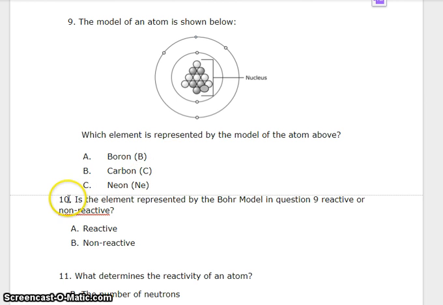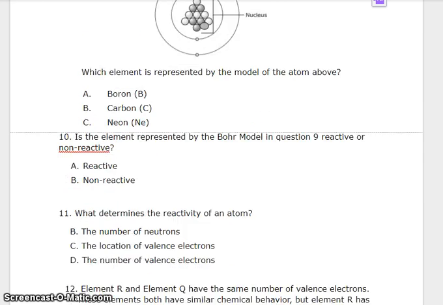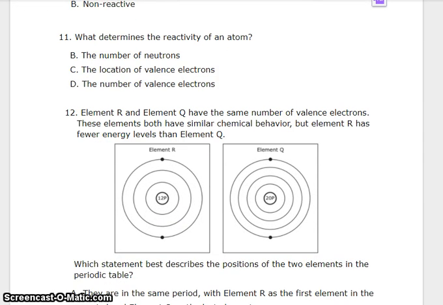And then going with it, number 10, is that element represented by the Bohr model in this question reactive or non-reactive? Number 11, what determines the reactivity of an atom? B, the number of neutrons, C, the location of valence electrons, or D, the number of valence electrons? What determines reactivity?